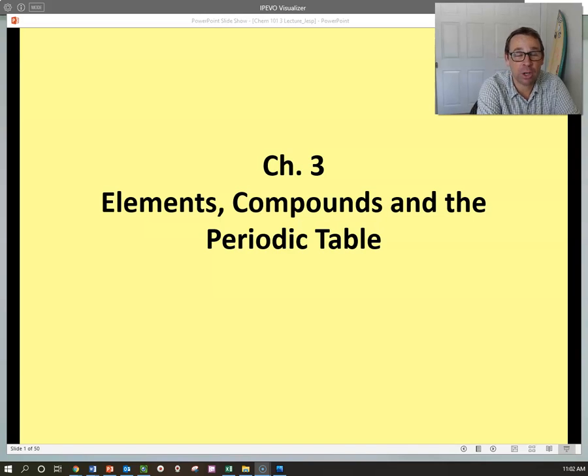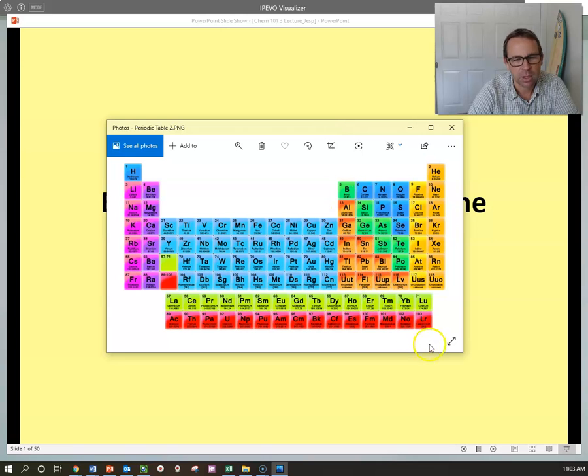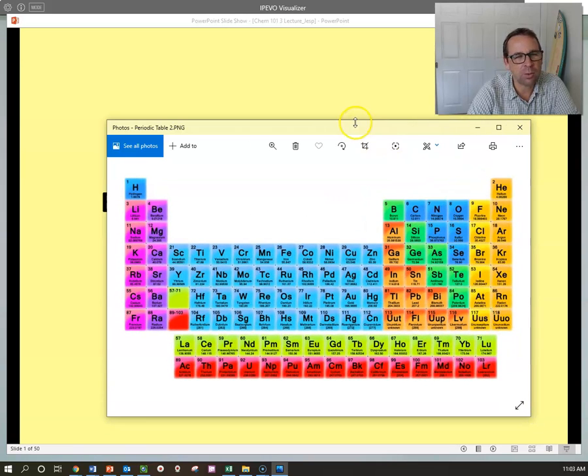So, congratulations for making it to Chapter 3. Once we've gotten here, that means you've graduated through Chapters 1 and 2, and you receive a certificate. The certificate is your very own periodic table. You need to have a periodic table so that we can reference things and talk about things and learn how to use this table.